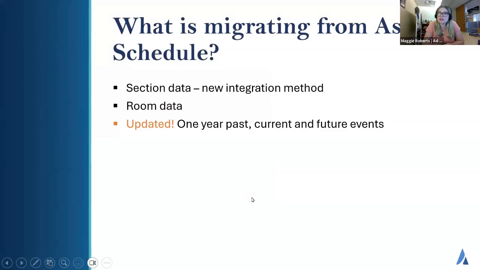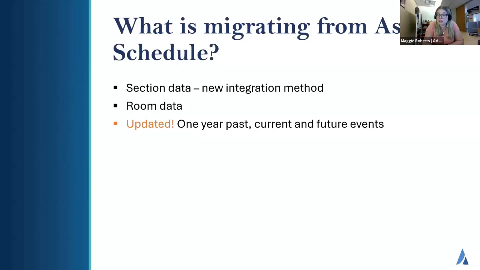So what are we migrating? Section data is still going to come in from your student information system. So we don't actually have to migrate the section data. That still lives in your student information system when we're going to pull that. We will have a new integration method for all of those. We are going to migrate your room data from Astra Schedule into our new platform because we know we do import room data from the student information system, but we know that Astra Schedule often holds sometimes a lot more room data than your student information system does. So we want to keep that information for you and pull it over because you filled out that room file for a reason in Astra Schedule. And then we're going to be pulling over 1 year past, current, and all future events into that new platform as well, so that you don't have to rebuild any events.